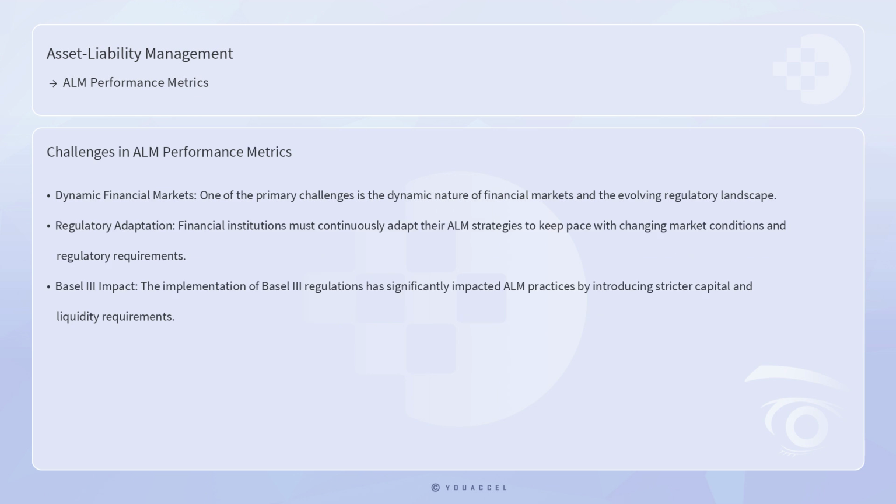Despite the advancements in ALM performance metrics, challenges remain in effectively managing risks. One of the primary challenges is the dynamic nature of financial markets and the evolving regulatory landscape. Financial institutions must continuously adapt their ALM strategies to keep pace with changing market conditions and regulatory requirements. For instance, the implementation of Basel III regulations has significantly impacted ALM practices by introducing stricter capital and liquidity requirements. Adapting to these changes requires a comprehensive understanding of the new regulations and their implications for the institution's balance sheet.